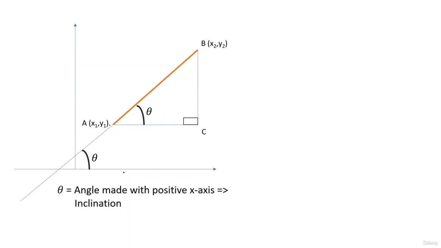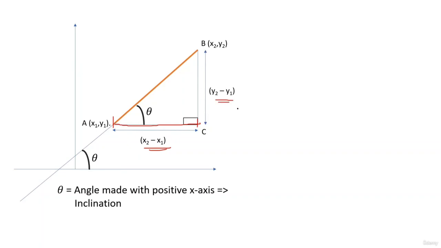So we already have observed the differences here. Differences means the difference of the x coordinates, which is x2 minus x1, which is the length of this side of the right angle triangle. When we study the distance formula, we derive this. And in the same way we can find out the length of side BC, which is y2 minus y1.